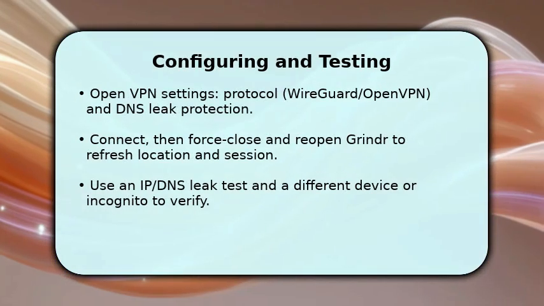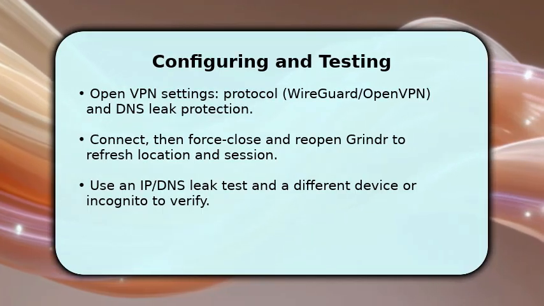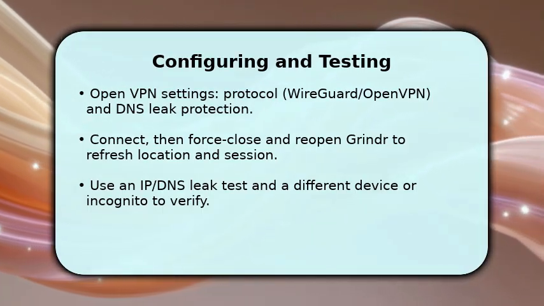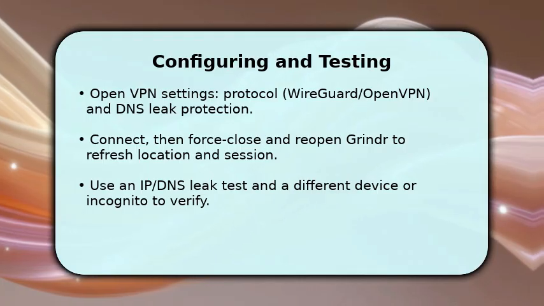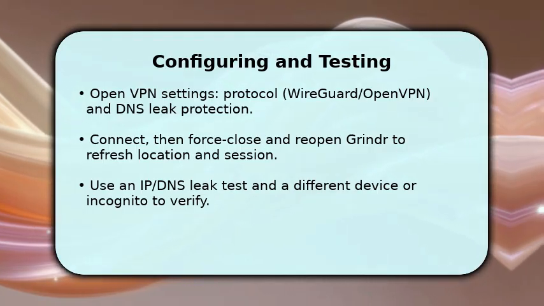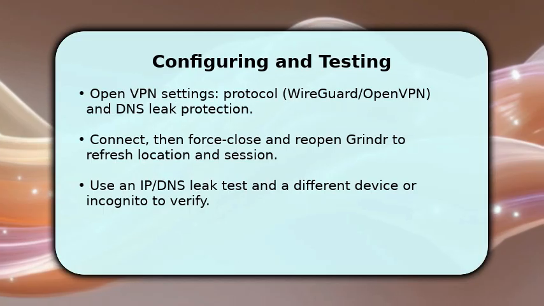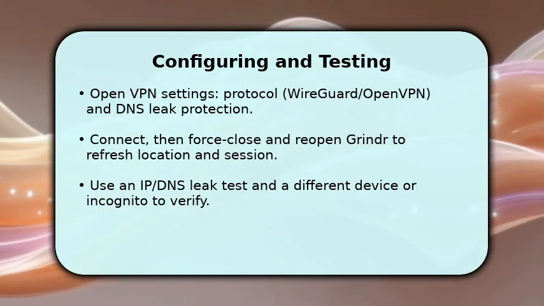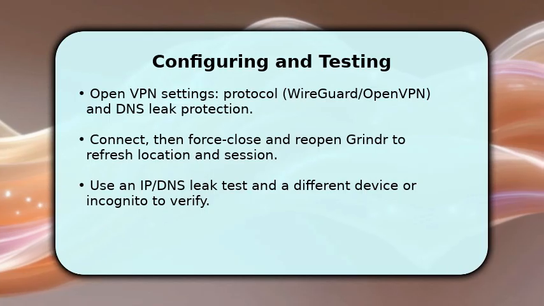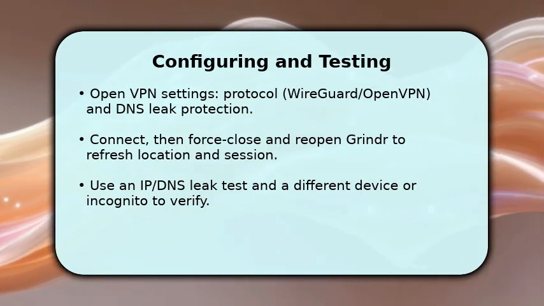You now configure protocol and privacy options. Choose WireGuard for speed or OpenVPN for compatibility, and turn on DNS leak protection. Once done, connect to the chosen VPN server and fully quit Grindr, then relaunch it so the app registers the VPN IP. Make sure the app's cache is cleared if location isn't updating.